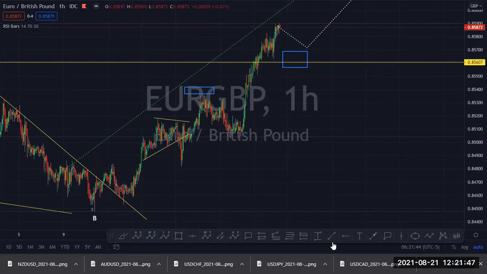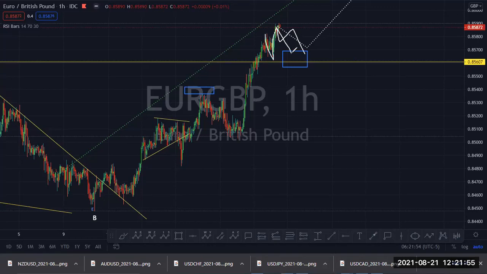If you know what running flat is, we will not get 3 waves from here. We may get a running flat A, B, C. So I'll enter a buy anytime I see a reasonable setup to buy. That's what I don't want to miss, the buy. I have been waiting for this buy for a long time.